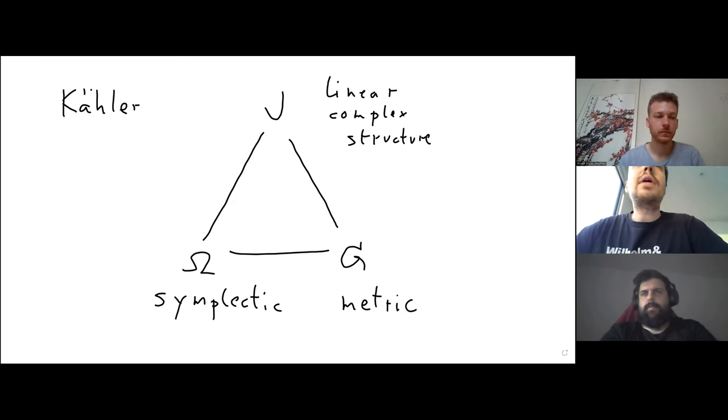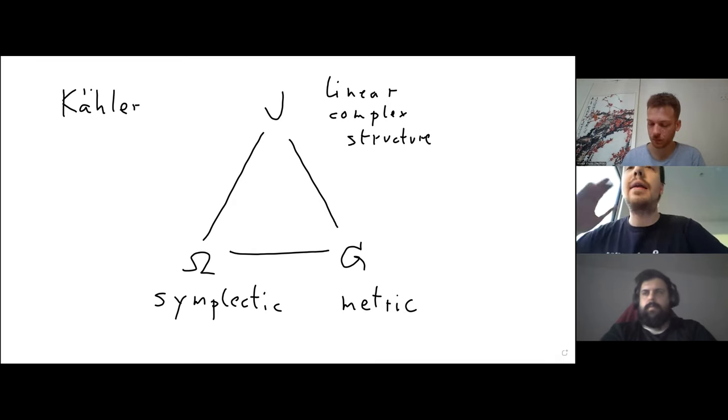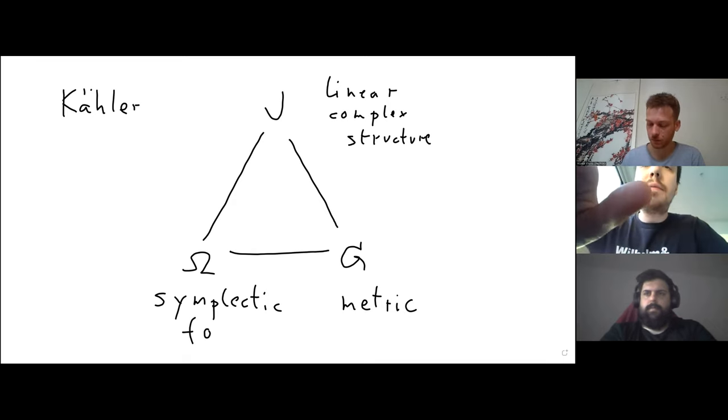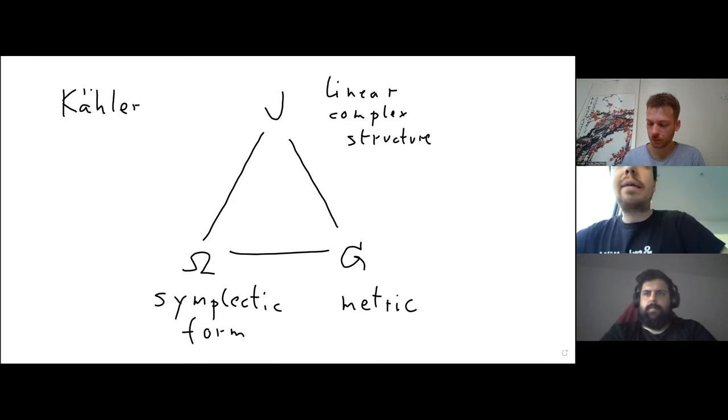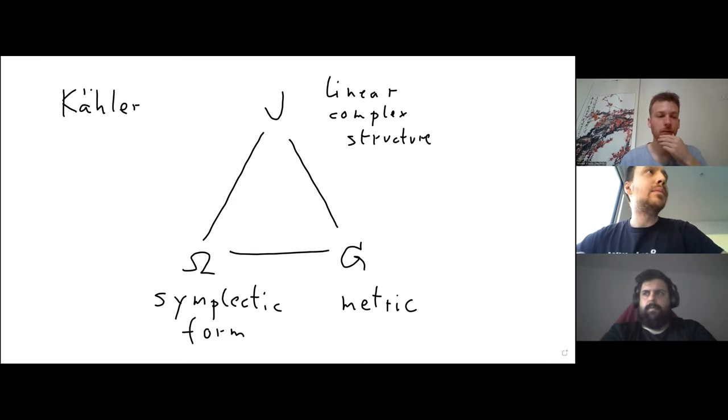And so sometimes people refer to having all three of them as having a Kähler structure. They sometimes abuse notation a little bit and just say these are the three Kähler structures that come together: linear complex structure, symplectic form. Maybe I should add that here. And metric. Okay. So with that, I will maybe go to the next page.